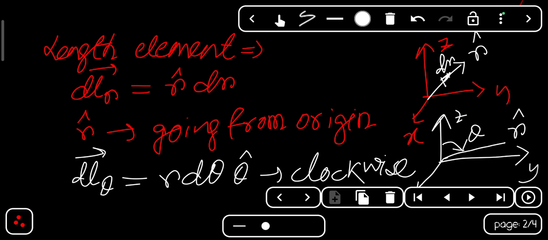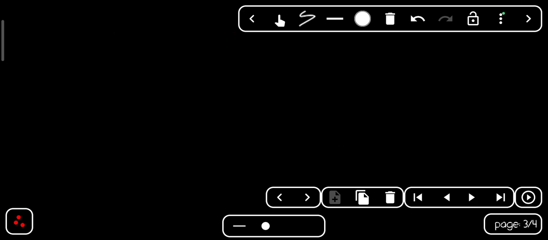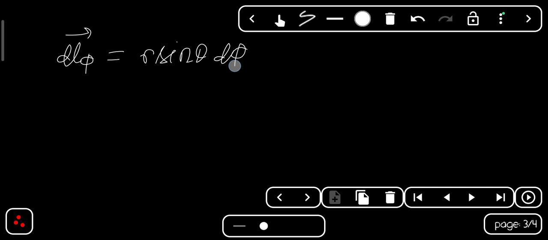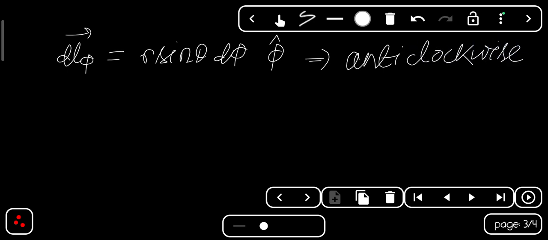Now let's talk about another length element, dl phi. dl phi will be r sin theta d phi phi cap. And you can understand from the diagram that phi cap will increase along the anti-clockwise direction, so obviously phi cap will be directed anti-clockwise.